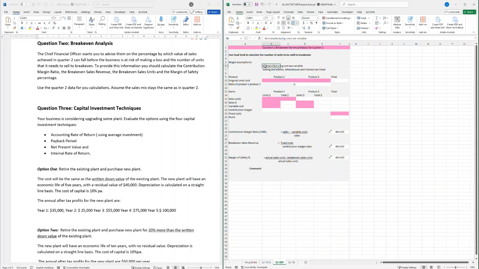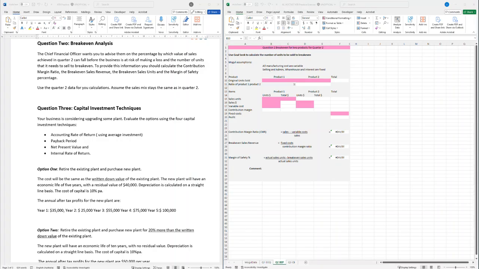Now, firstly, let's look at what we have. All manufacturing costs are variable. These are fixed. So selling, admin, warehouse, and internet are fixed. We'll get to that when we calculate this information. So firstly, original units sold. Okay, so where can I get this number?